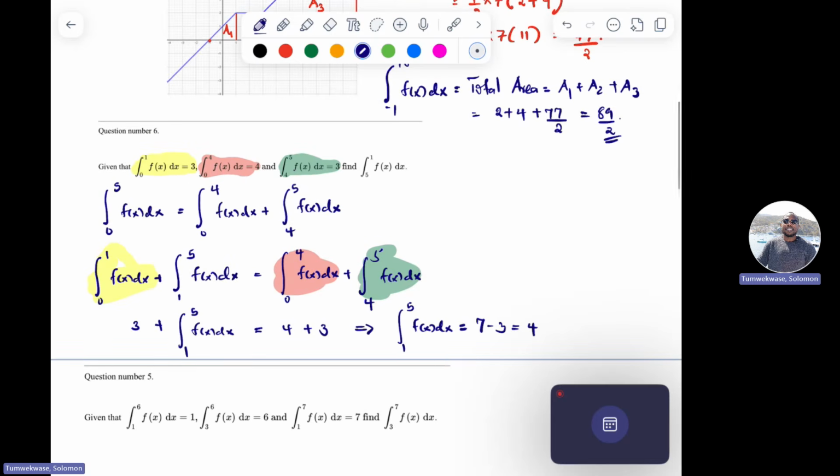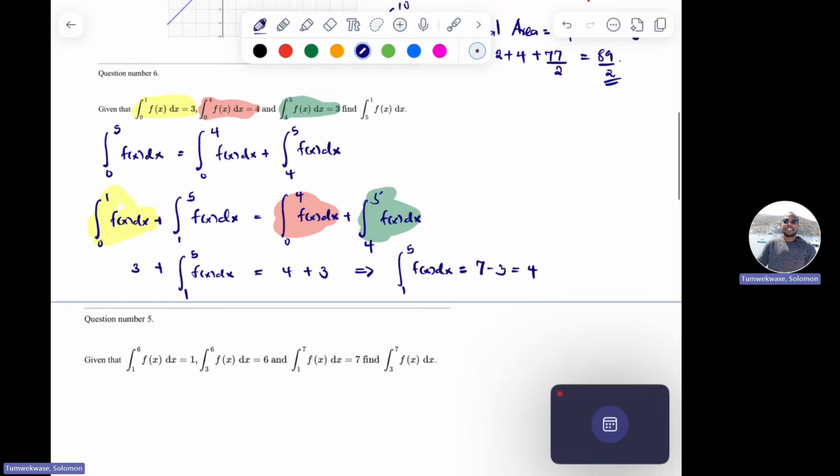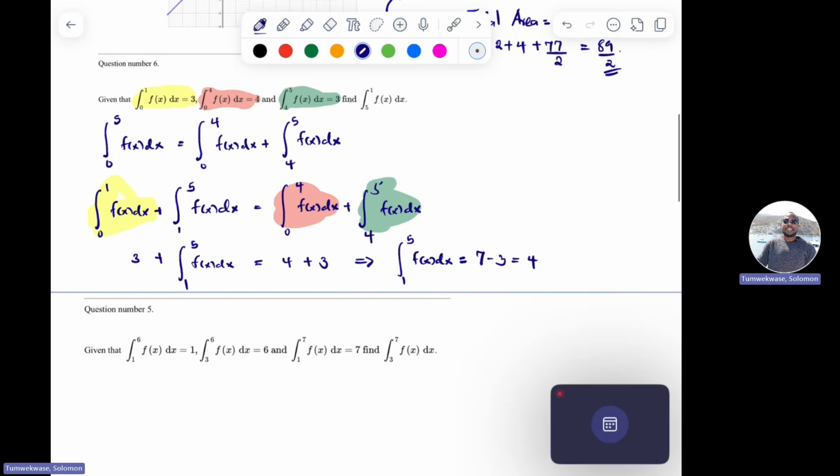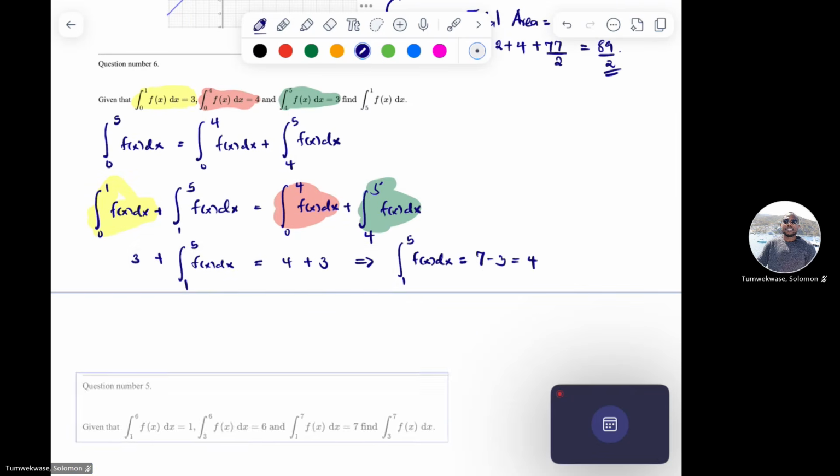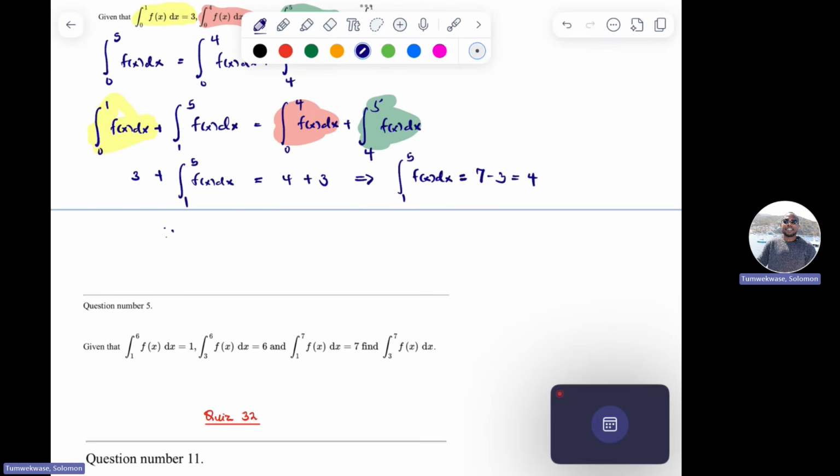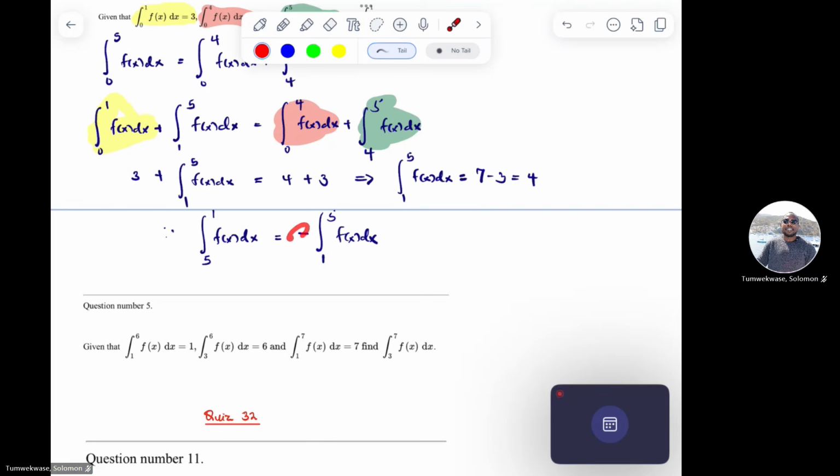But remember, this is integral from 1 to 5. The question is asking for integral from 5 to 1. So therefore, I have integral from 5 to 1 of f of x. Remember, it is the same as negative integral from 1 to 5 f of x dx. So when I switch up the limits, I put a negative behind, and this is negative 4. Okay.